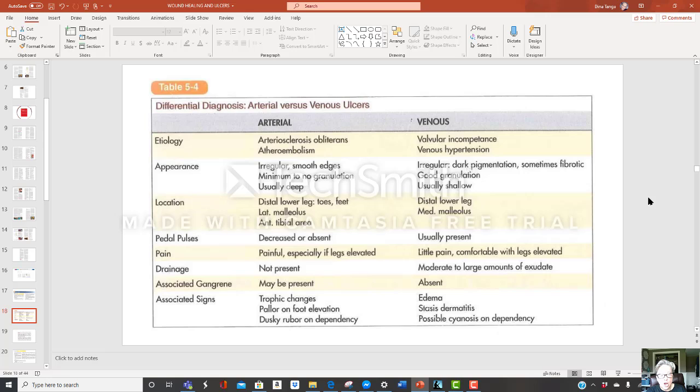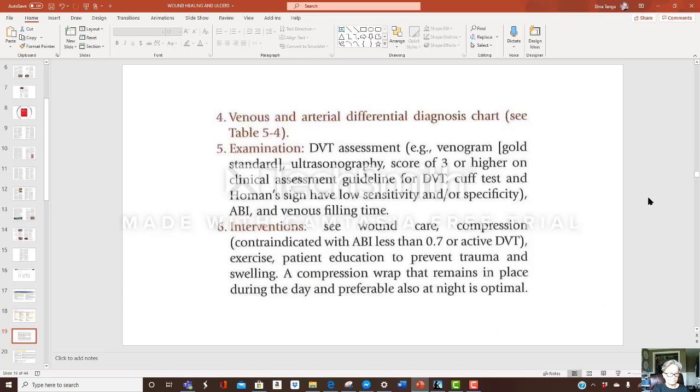Associated signs. Trophic changes. Pallor on foot elevation. Dusky rubor on dependency. So it gets pale when they elevate and red when they're dependent. With venous, you're going to see edema, swelling, stasis dermatitis, possible cyanosis on dependency. So that's a really good table. Venous and arterial differential diagnosis, see chart 5.4, and that's what we just looked at.